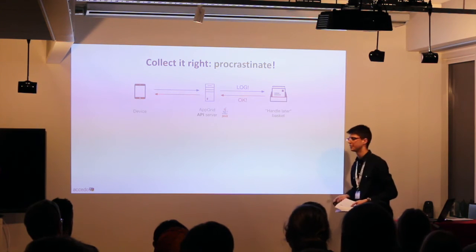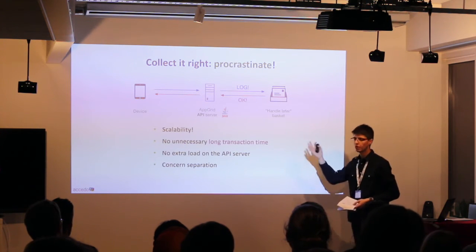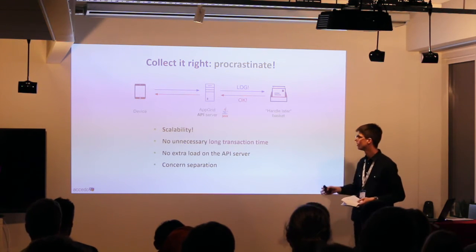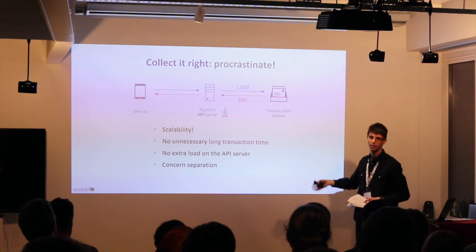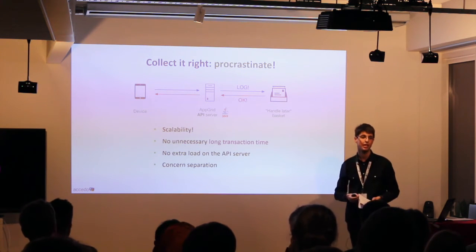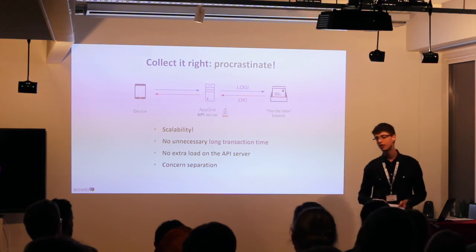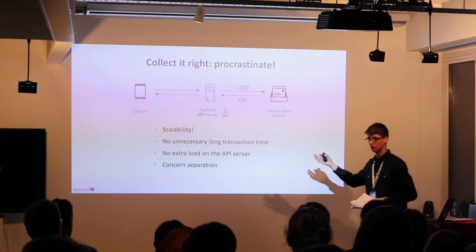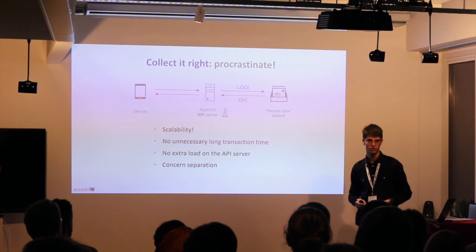So how is that interesting? Well, you can achieve scalability provided that the basket scales as well. You don't have unnecessary long transaction times. You only do what you have to do, so you don't even put extra load on the API machine. It's just doing its API job, sort of. So you also achieve separation of concerns.